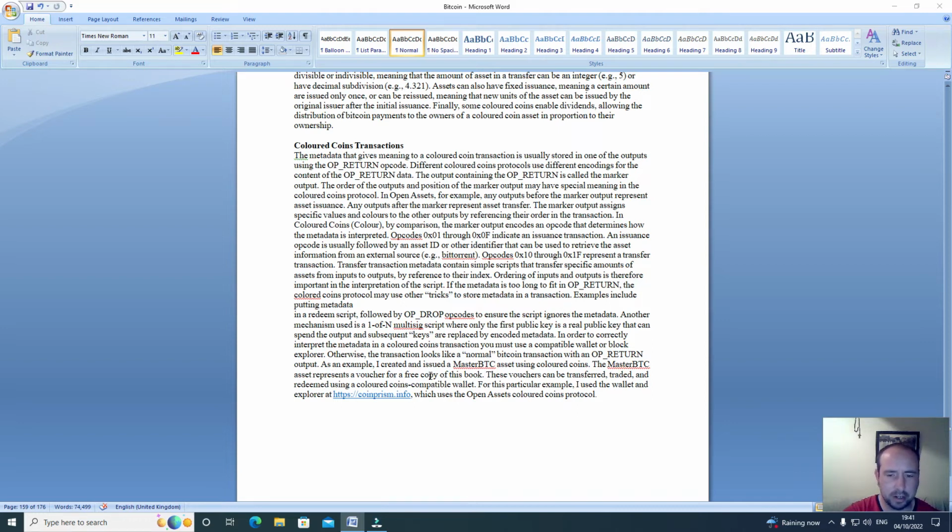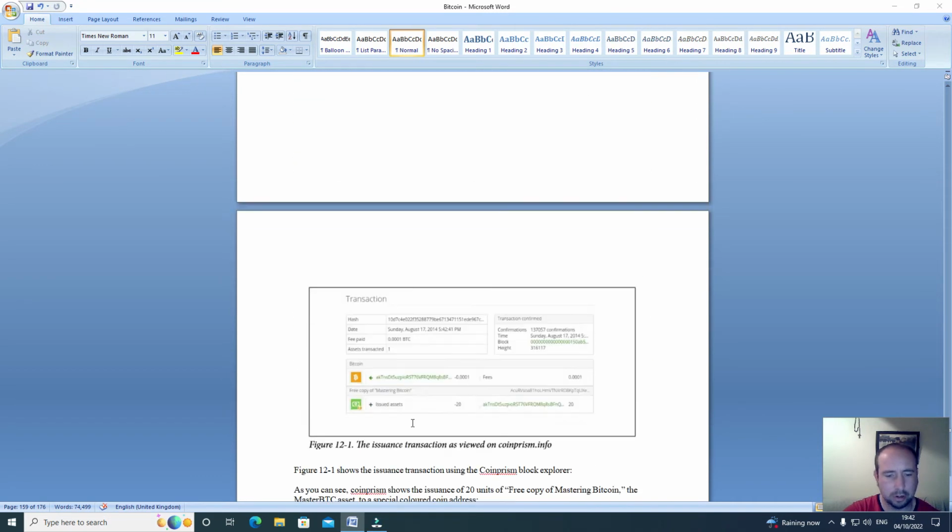As an example, I created and issued a Mastering Bitcoin asset using colored coins. The Mastering Bitcoin asset represents a voucher for a free copy of this book. These vouchers can be transferred, traded, and redeemed using a colored coins compatible wallet. For this particular example, I'll use the wallet and the explorer at https://coinprism.info, which uses the Open Assets colored coins protocol.